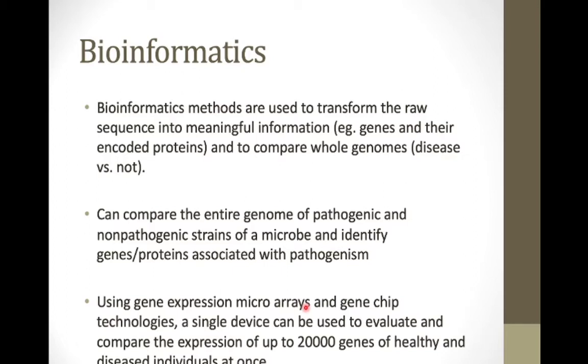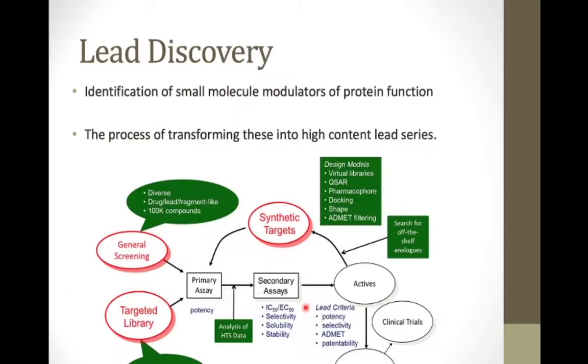So using gene expression microarrays, essentially we can take a microchip, which is then coated and we can use antibodies or we can use nucleic acids. It's called gene chip technology. It's essentially a single device which can help to evaluate and compare the expression of up to 20,000 genes from healthy and diseased individuals at once.